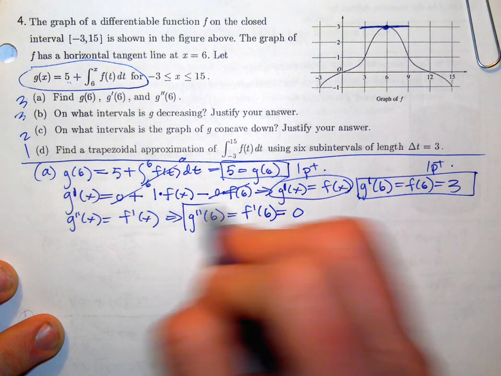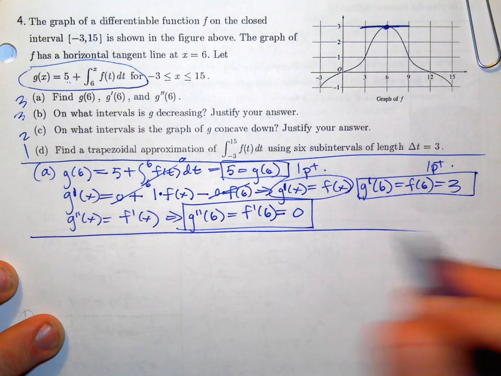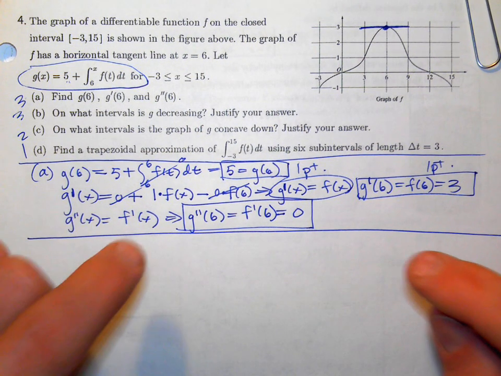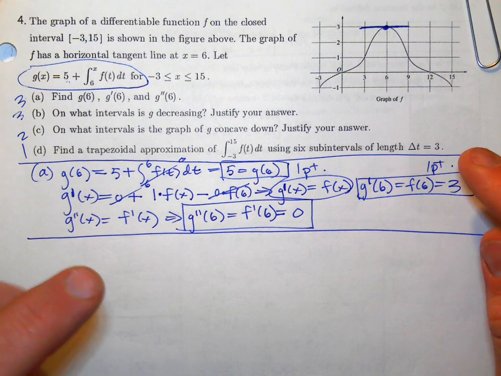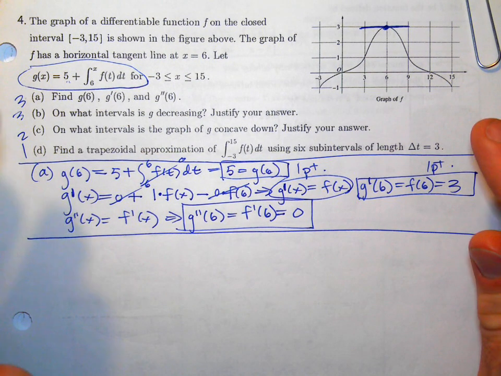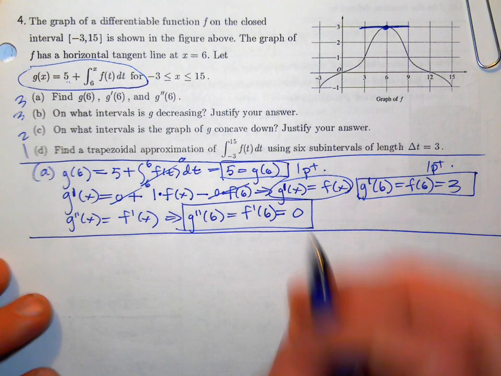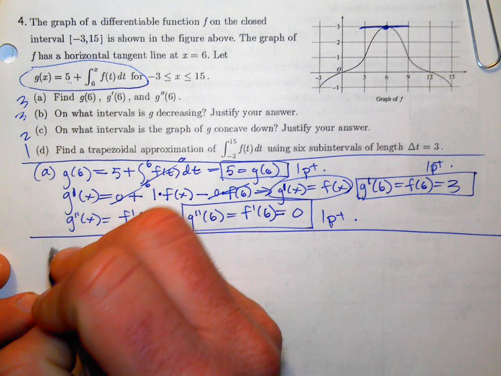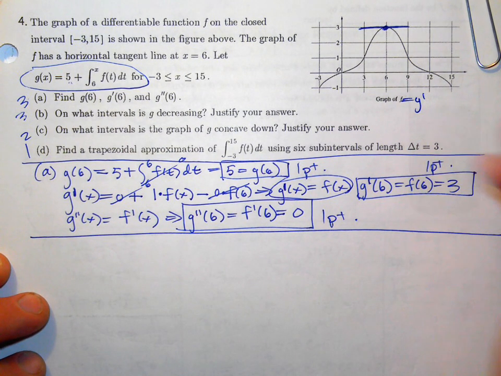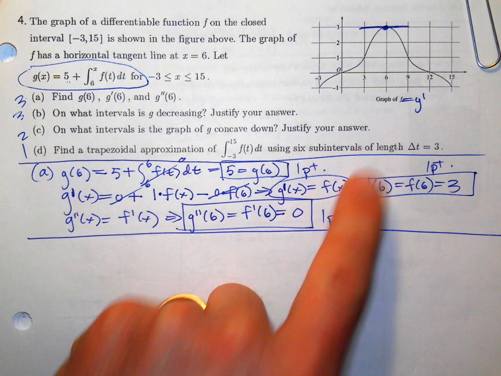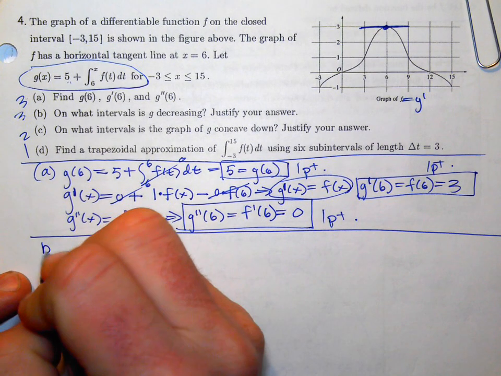Now, throughout this whole problem, parts A, B, C, and D, anytime you answer a question about G, you need to tie it to F because you have been given information about F, and you have to keep showing the relationship between G and F to support your work. Okay? So this is the graph of G prime, by the way, right? G prime equals F. So this is a derivative graph, and we know how to deal with derivative graphs.